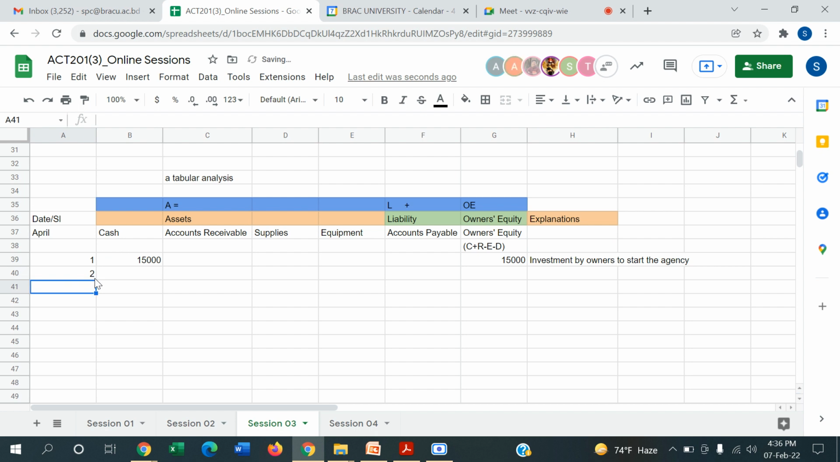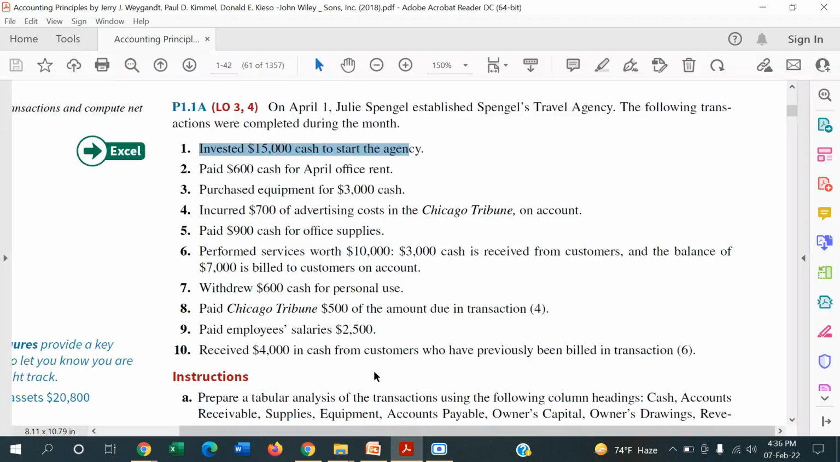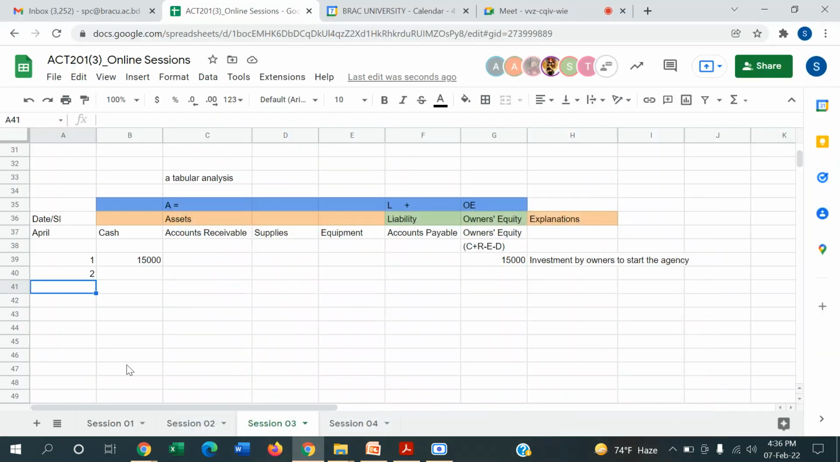Okay. The second activity was: paid 600 cash for office rent. Can you remember, sir, what that was? Cash decreased by 600. Expense will be increased. But is there any expense account here? No, it will be related to the owner's equity.